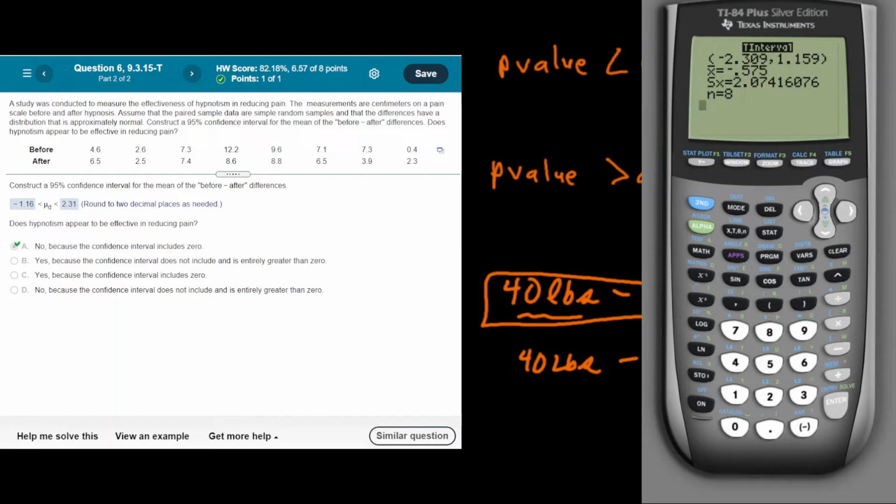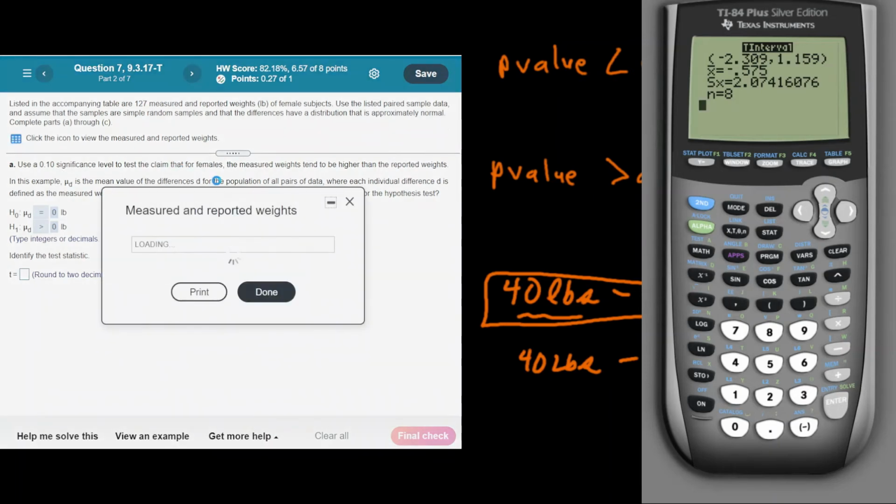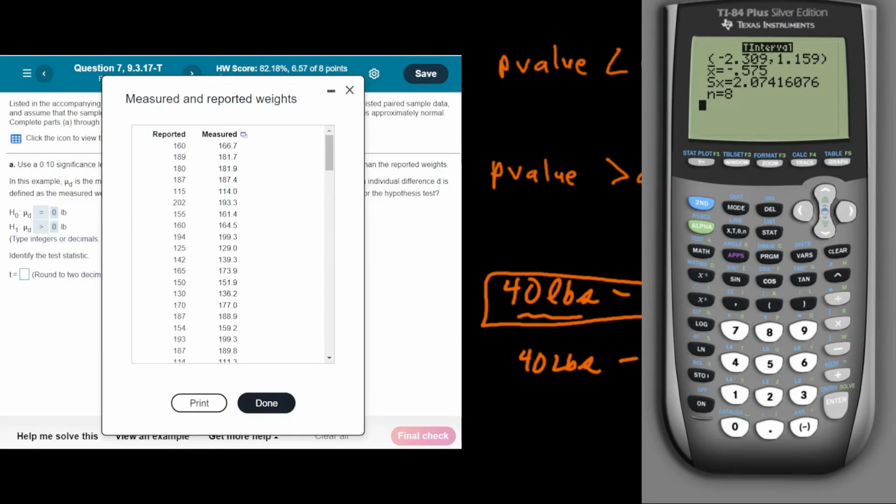All right, anyway, let's go ahead and continue. Okay, so question 7. For the symbolic notation, let's just go straight to there. The measured height is going to be, let's see, use the 0.10 significance level to test the claim that for females, the measured heights tend to be higher than the reported heights. So let's see what they're talking about. Here's the set of data, and we have reported, and then we have measured.